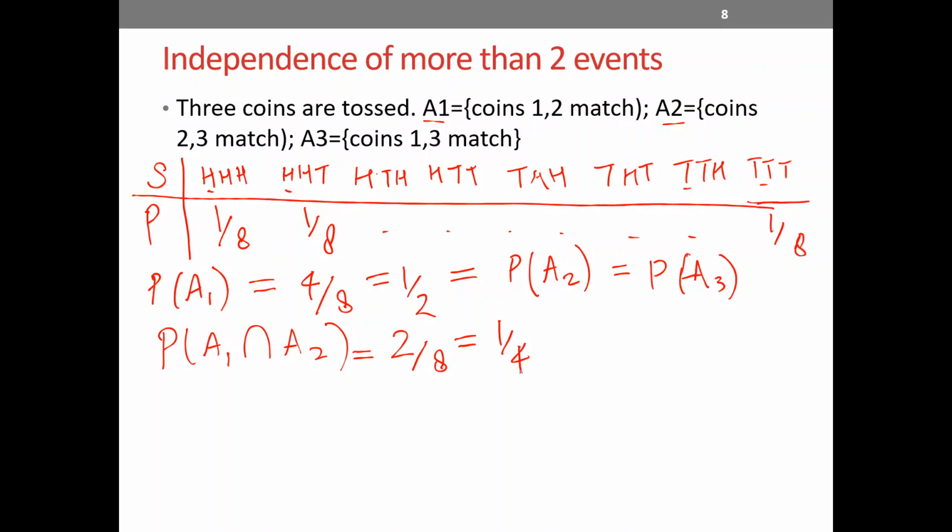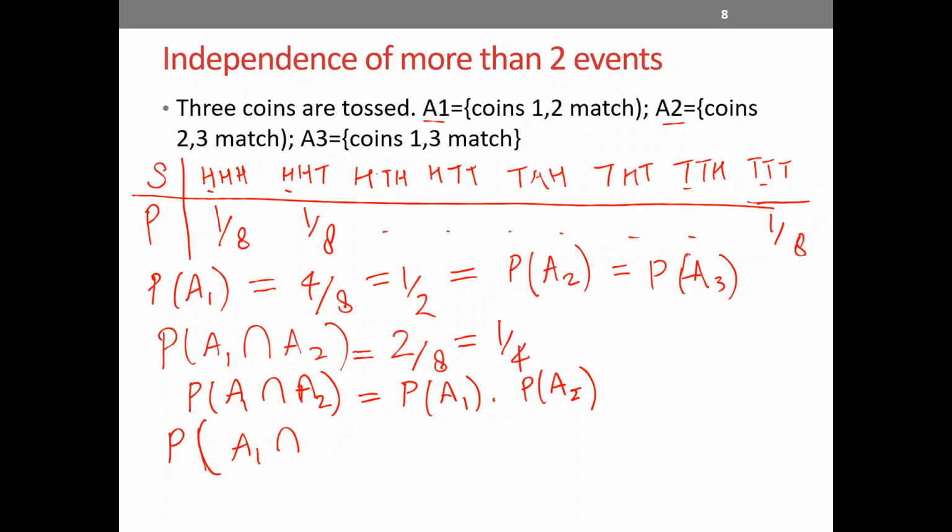Now, if we look at independence for these 2 events out of the 3 events that we have, we can see that A1 and A2 are independent because probability of A1 and A2 is equal to the probability of A1 times the probability of A2, right? However, these events are not independent together when we look at them, all 3 of them, which means probability of A1 and A2 and A3 is not equal to probability of A1, probability of A2, and probability of A3.